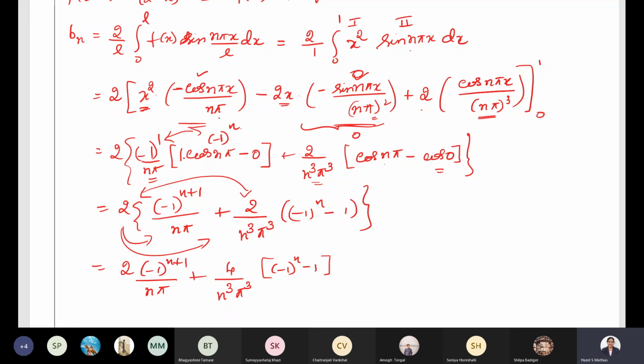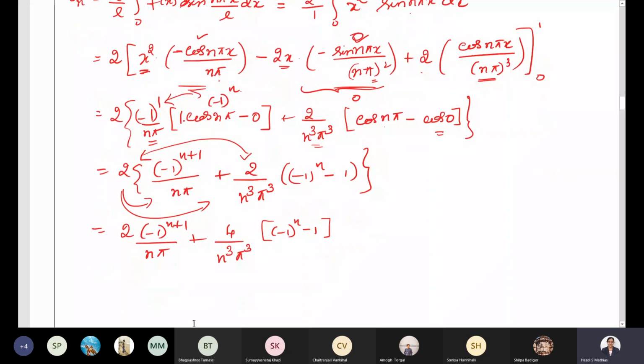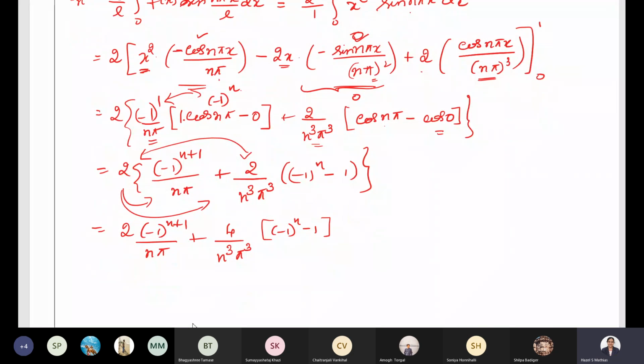Anybody has any doubt? Anybody has any doubt? In the answer, how is it there? So we'll write the final answer. It's 2 into minus 1 power n plus 1 by n pi.